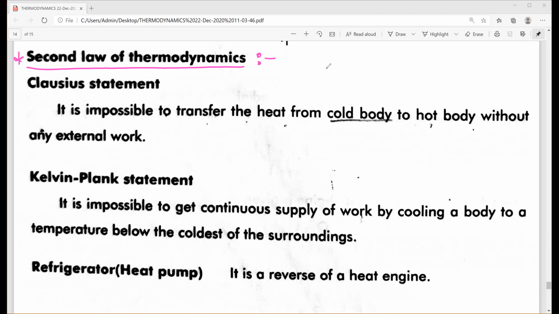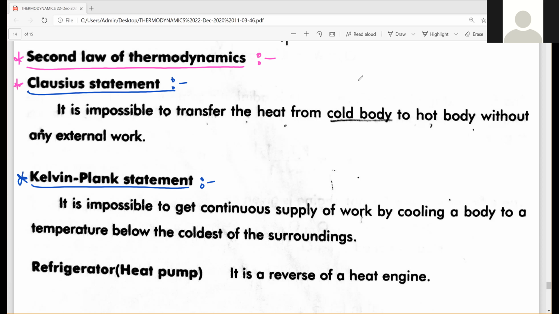Actually, the second law of thermodynamics is given by two statements, that is the Clausius statement and the Kelvin statement. According to the second law of thermodynamics, it is given by two statements. The first one is the Clausius statement and the second one is the Kelvin Planck statement.